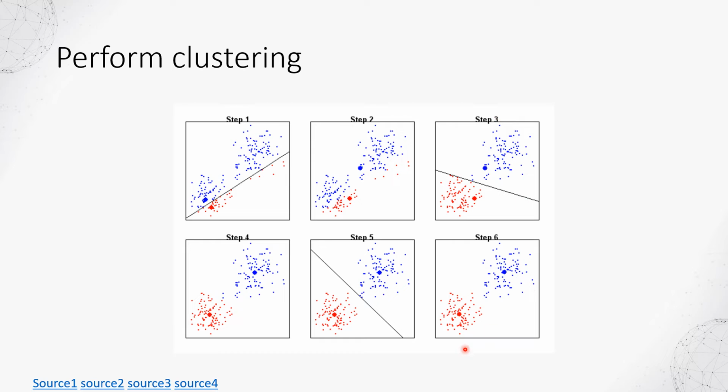So the plot below is an example of how k-means clustering works. Assume we want to divide the data into two clusters. Firstly, we randomly choose two centroids. So here we choose this point and this point. And then we split the data into two clusters based on the distance between each point and the centroid. The points on this side are all closer to this centroid compared to this centroid. So this area is one cluster and this area is another cluster.